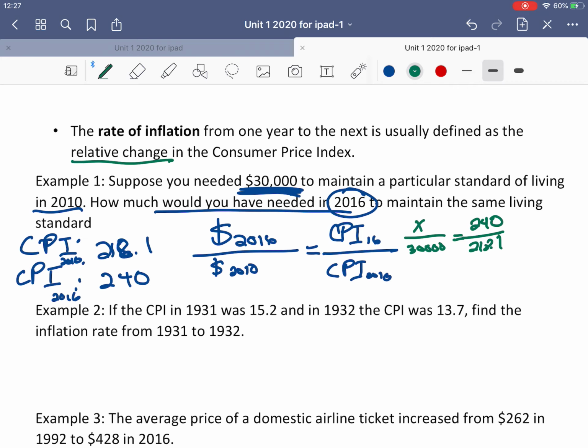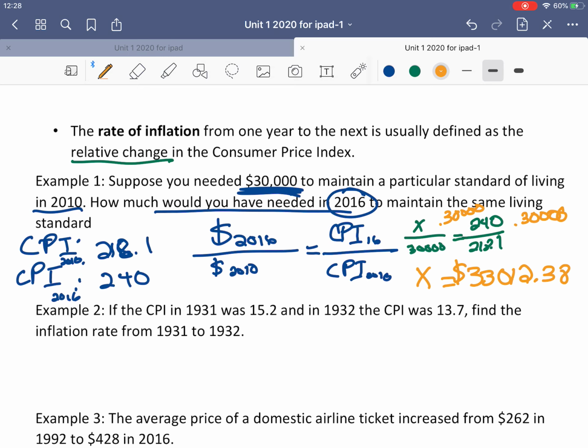X, our favorite variable, over 30,000 equals 240 over 218.1. To solve, you can use your cross multiplication steps and then divide if that's something you've done quite a bit with proportions. Or we can do the same thing to both sides. So I can do times 30,000 and times 30,000 on both sides, which will leave me with X equals 240 divided by 218.1 times 30,000, and I'm going to get my answer in dollars, $33,012.38. It increased for a later year.